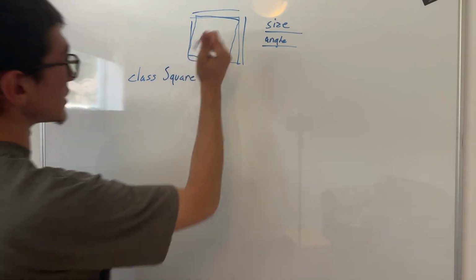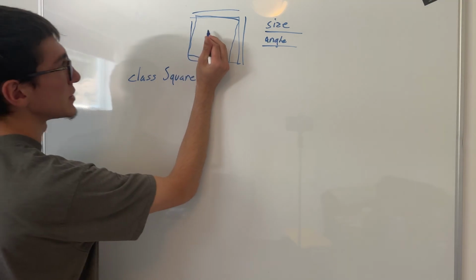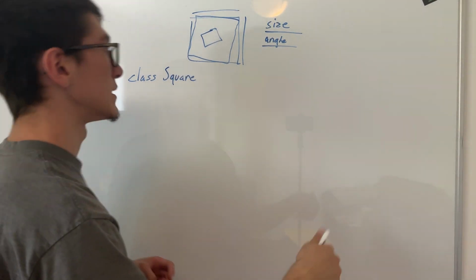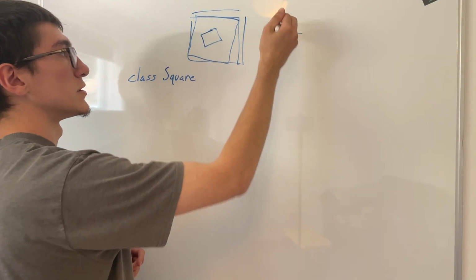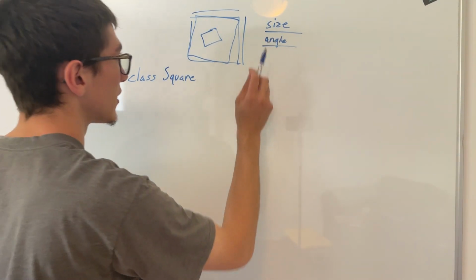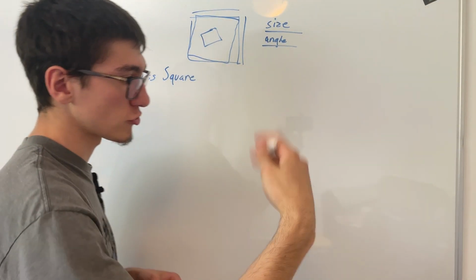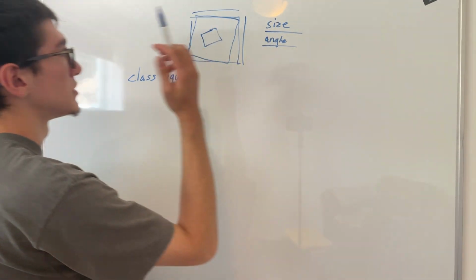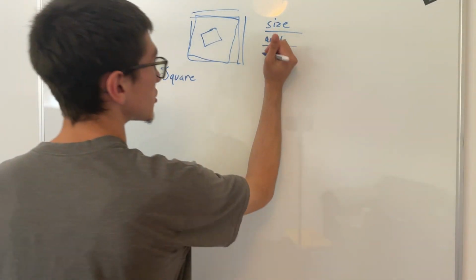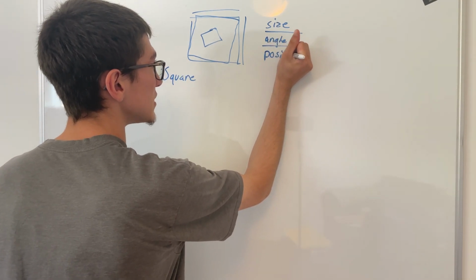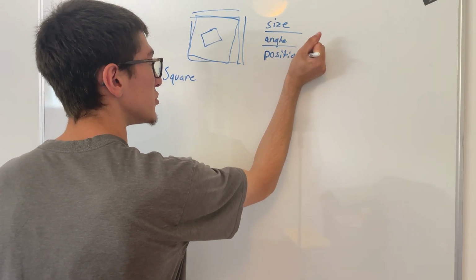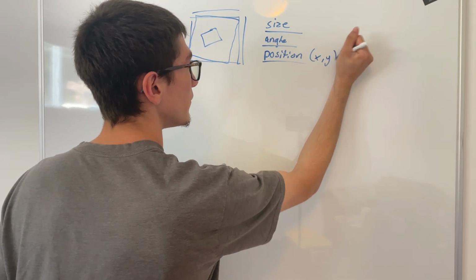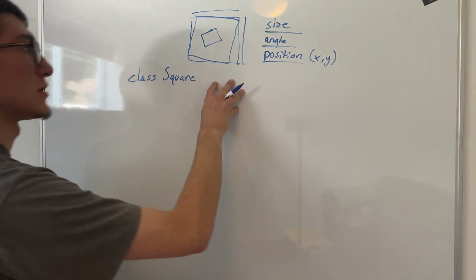What else did we notice? We noticed that the square was getting smaller. As time was going on, the square was getting smaller. So maybe the size is going to need to change, and the angle is also going to need to change through time, through the frames that we draw on the screen. What else does our square need? It needs a position, so the position of the square, x and y value. This is basically what the square needs.